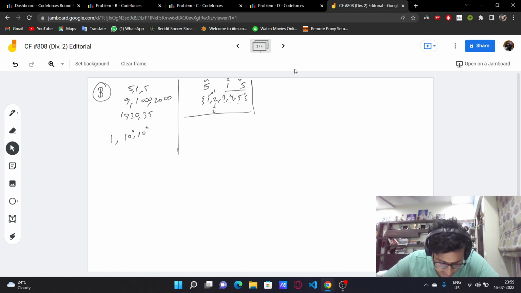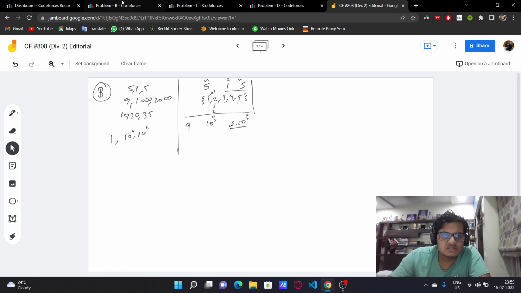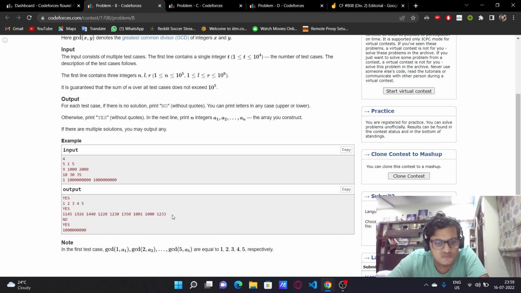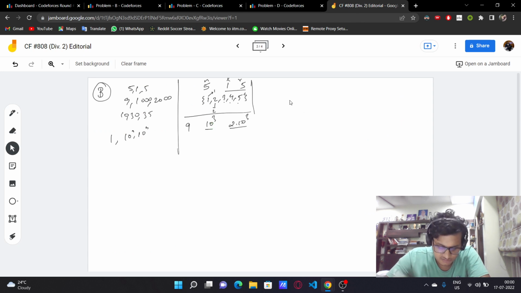So that's a trivial solution for the first test case. Now, second test case, we need 9 numbers from 10 power 3 to 2 into 10 power 3. Now, we can see that they have solved this by taking these numbers. Multiple solutions exist for this one, but if you check the answer they have given, that's correct. Then the next test case is 10, 30, 35. Here they have said that it's not possible. And then 1, 10 power 9, 10 power 9. They have said that here it's possible and it's just 10 power 9 because they have only one number, so it's distinct.